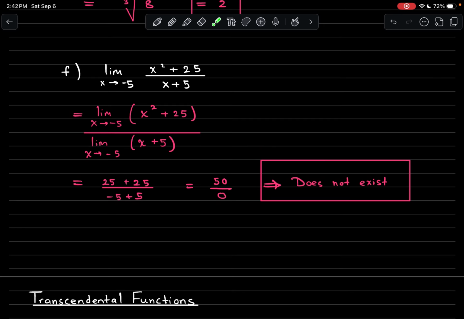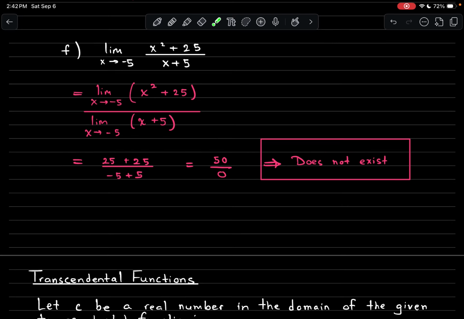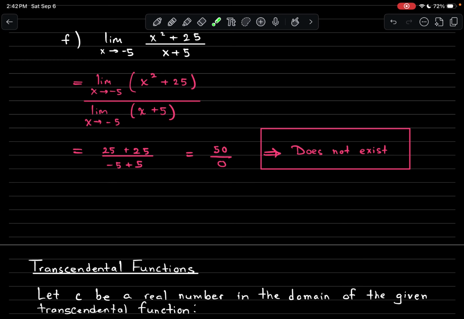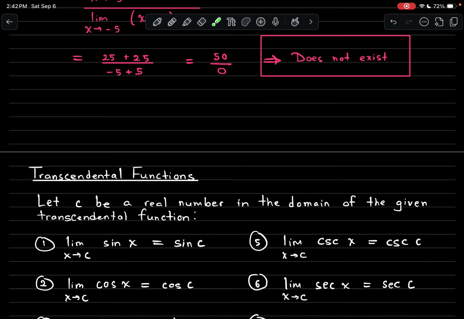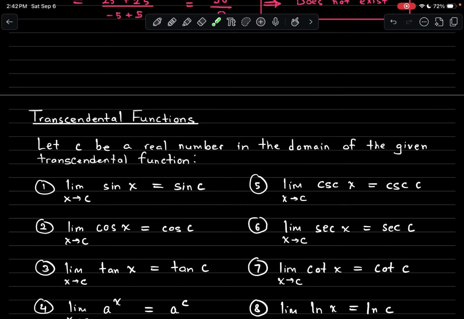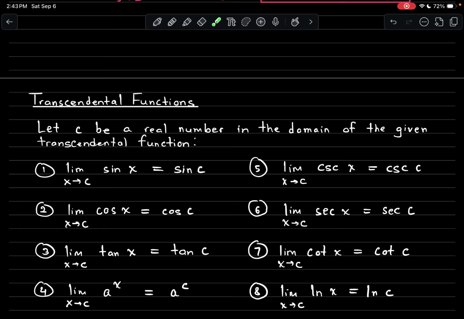All right, next we've got transcendental functions. So these are our trigonometric functions, logarithmic, exponential. Okay, let's see how these work with limits. So let c be a real number in the domain of the given transcendental function. Okay, and we've got our rules for transcendental functions here. So we've got these 8 rules.